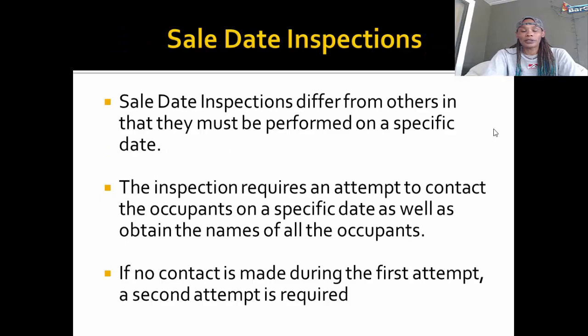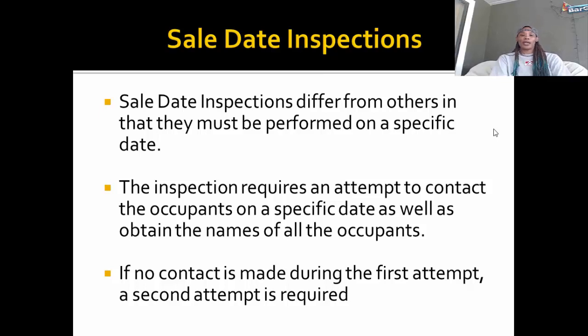First thing we're going to talk about are the sale date inspections. Sale date inspections differ from the other inspections because they must be performed on a specific date. So if they tell you that this inspection must be done on April 11th, then you must do it on April 11th. You can't do it before, you can't do it after. It must be done on that specific date.